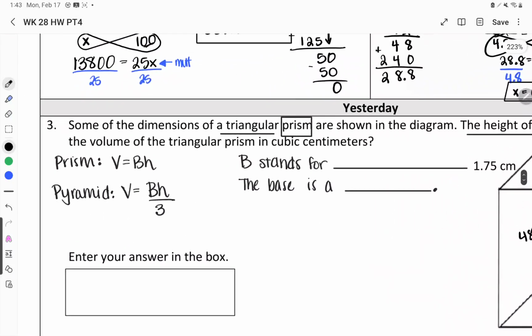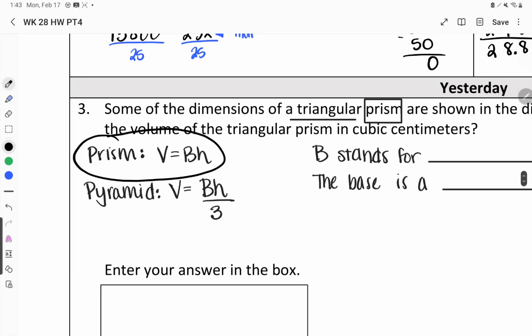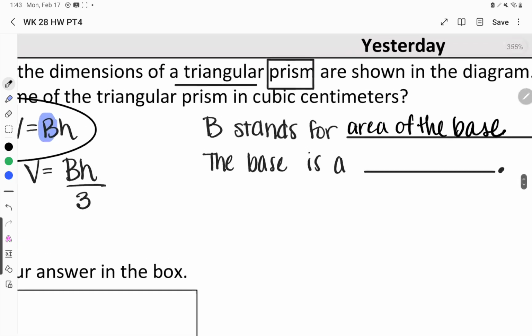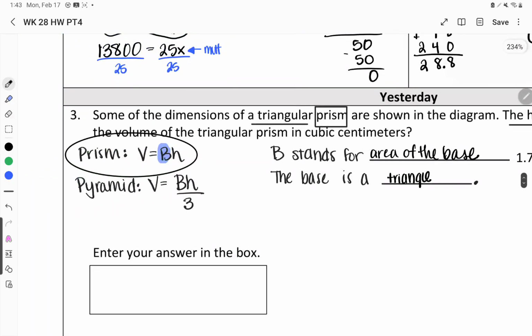Okay, this is a prism. So which formula am I using? I'm using my prism formula. Capital B stands for what? Area of the base. All right, and then it says triangular prism. So the base is a what? A triangle. What is the area formula for a triangle? Base times height divided by 2. Or in this case, I'm going to put length times width divided by 2.